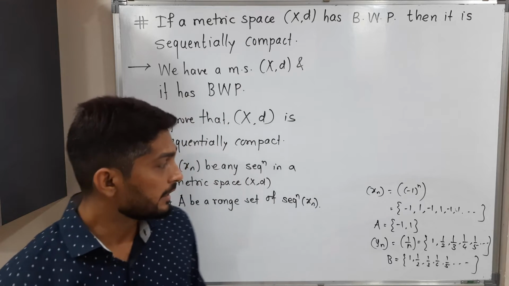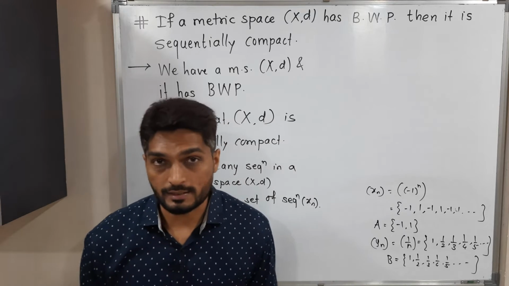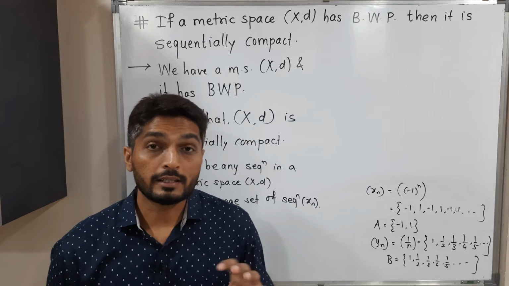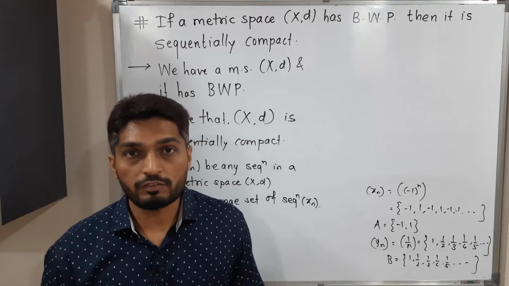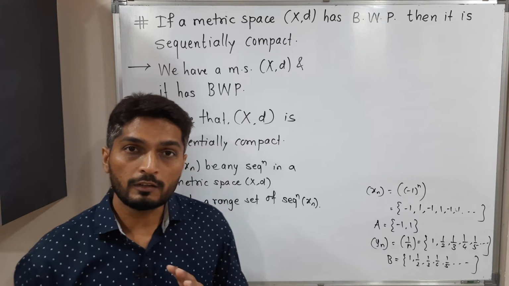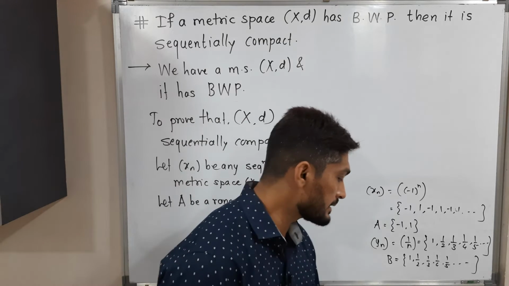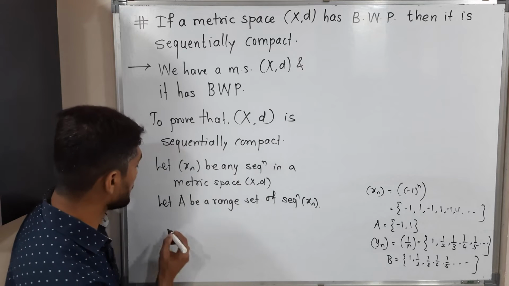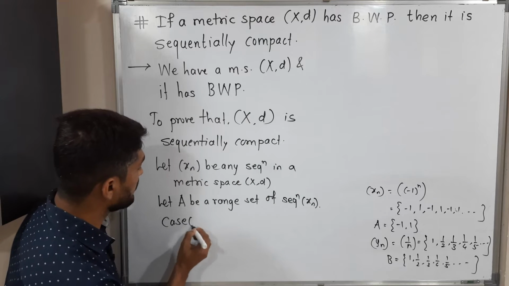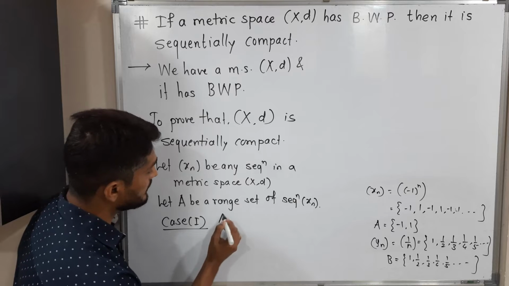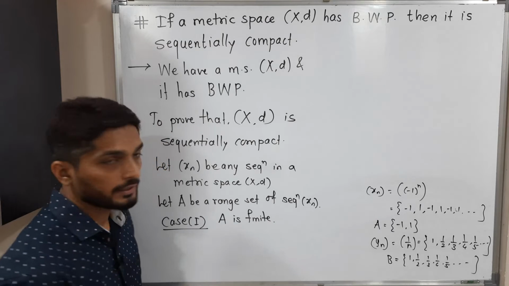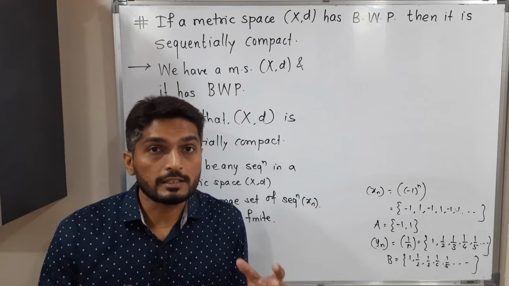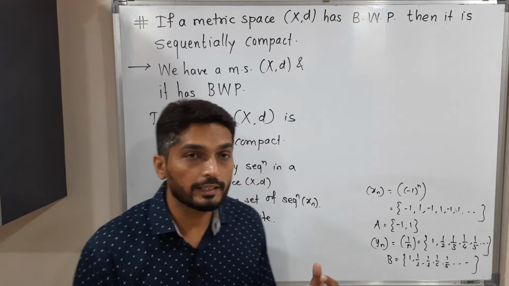So obviously, here also we need to discuss two cases. The first case is the range set is finite, and the second case is the range set is infinite. Let us go with the first case, that is, the range set is finite. Case number 1: A is finite. The range set has only a finite number of elements.